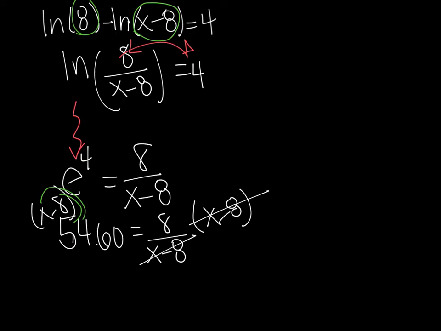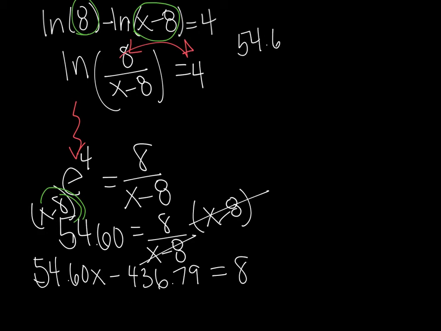Okay, so we've got 54 point what? 60x. And what's negative 8 times 54.6? Negative, say it again. Negative 436.79. And it equals what's left over? 8. Okay, so let me rewrite that up here. So we got 54.60x minus 436.79, and it equals 8.